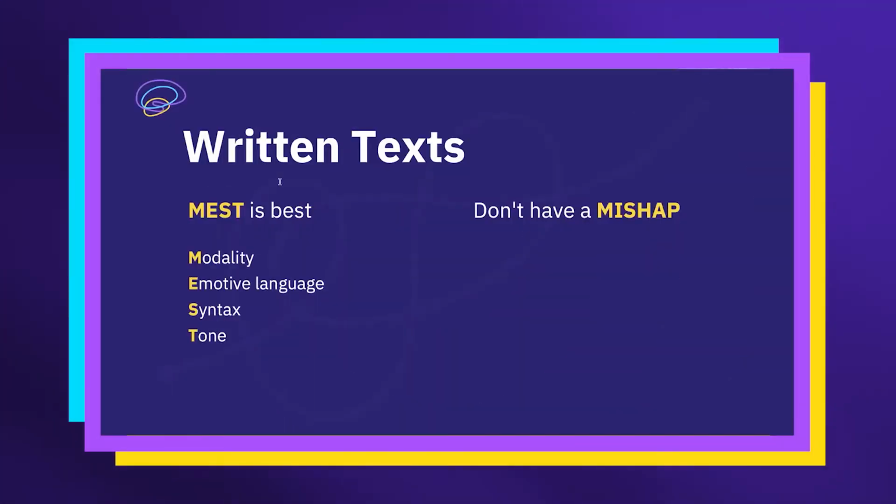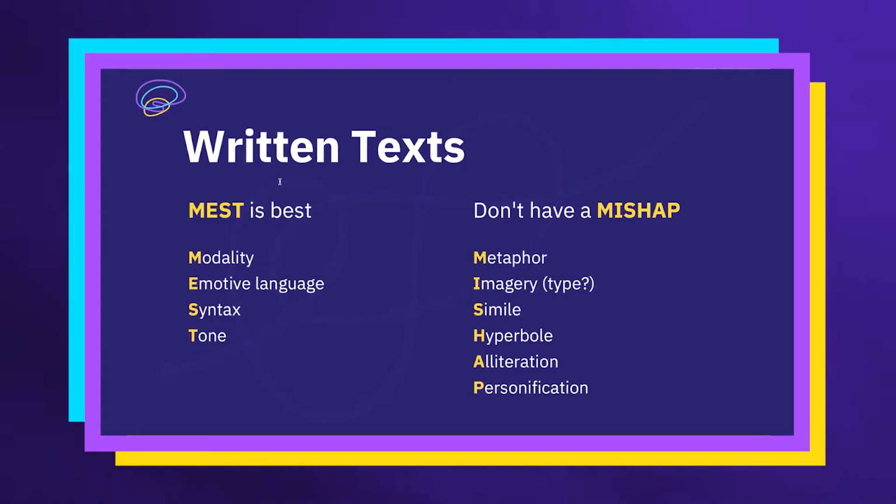The other one that you should now say to yourself is you don't want to have a mishap. Don't have a mishap, right? Mishap: metaphors, imagery. Make sure you say what type of imagery. Is it visual imagery? Is it sensory imagery? Is it oral or auditory? Is it to do with touch? What's it called when something's to do with how something feels? Tactile. So tactile imagery is another one. Natural imagery. If you see imagery of leaves and trees, then that works as well.